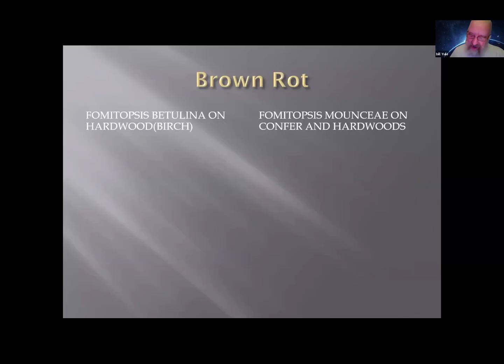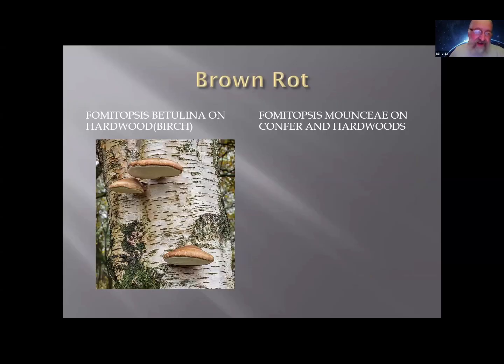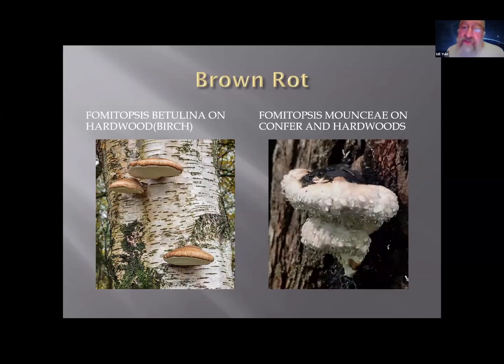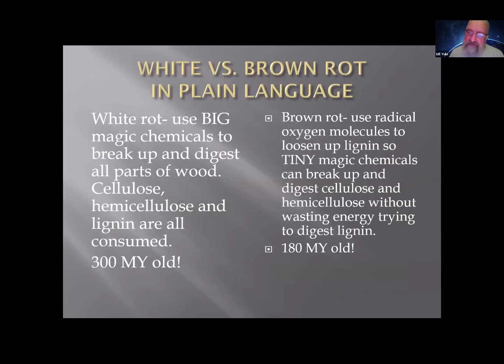I want to show you some more brown rotters. So our birch polypore, Fomitopsis betulina, really cool on birch trees. That's a heart rot. That's a brown rot, heart rot, on birch trees. And Fomitopsis mounceae, what we used to call the red belted polypore. We used to call that Fomitopsis pinicola, but we find out that that's probably not in North America. And so this is the common pine red-belted polypore, and that's a classic example of a brown rot polypore.